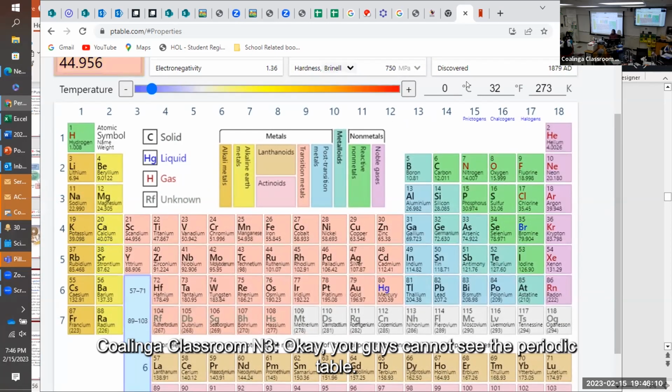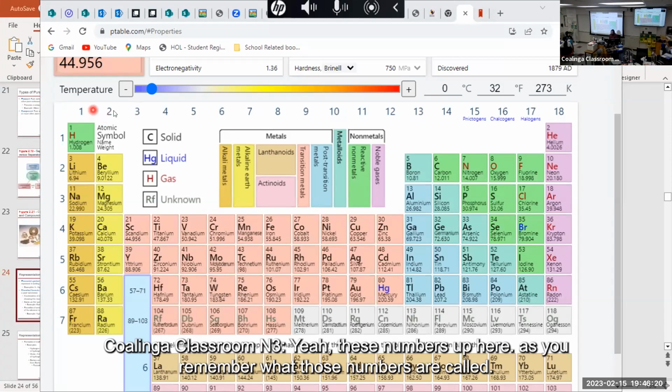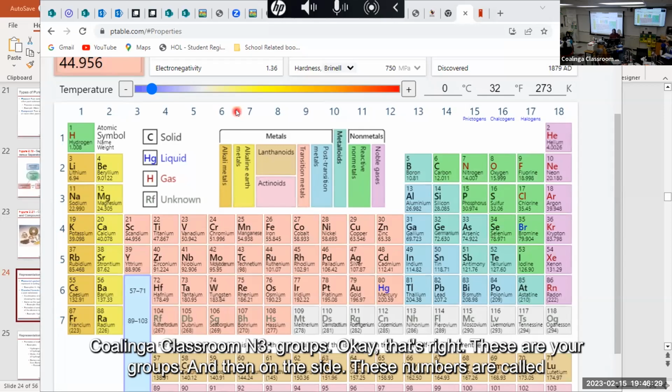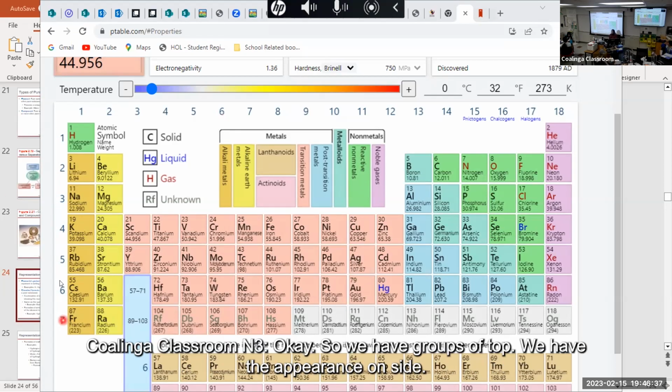Okay, you guys can all see the periodic table. At the very top, you have these numbers up here. You guys remember what those numbers are called? Groups, okay? That's right. These are your groups. And then on the side, these numbers are called periods. So we have groups up top, we have the periods on the side.